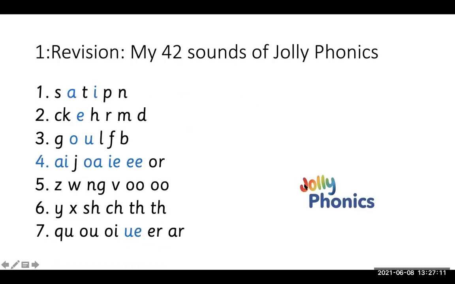So if you look at the seven groups of Jolly Phonics sounds, you can see that we have got short vowel sounds in the first three groups. Then in the fourth group, we have got four sounds of long vowels, and then in the seventh group we have got the fifth one, the U sound. So this is how long and short vowel sounds are being covered in the Jolly Phonics program.